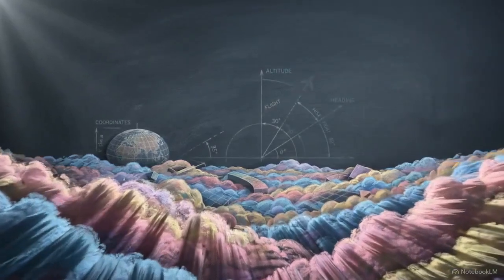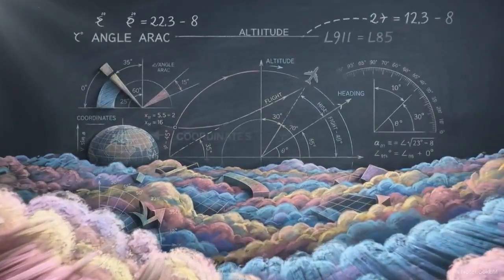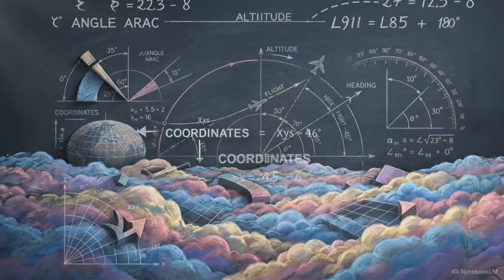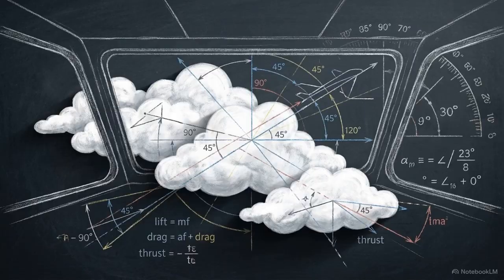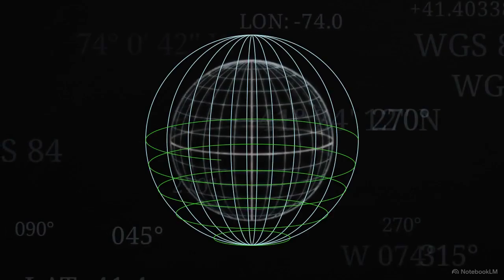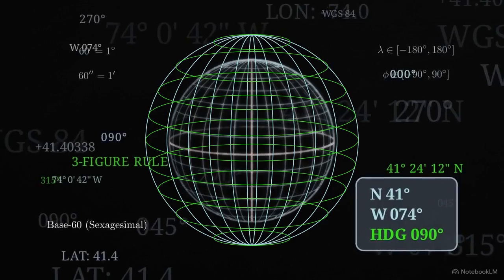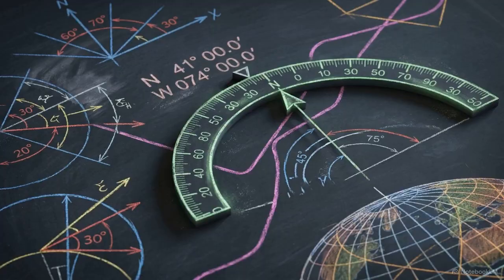When you push a commercial aircraft above 35,000 feet, the world below disappears. There are no highways, no coastlines, and no visual landmarks to guide you through an endless expanse of white clouds. Up here, a pilot's entire reality is constructed from mathematical abstractions. You rely completely on precise angular directions and absolute global coordinates to know exactly where you are.